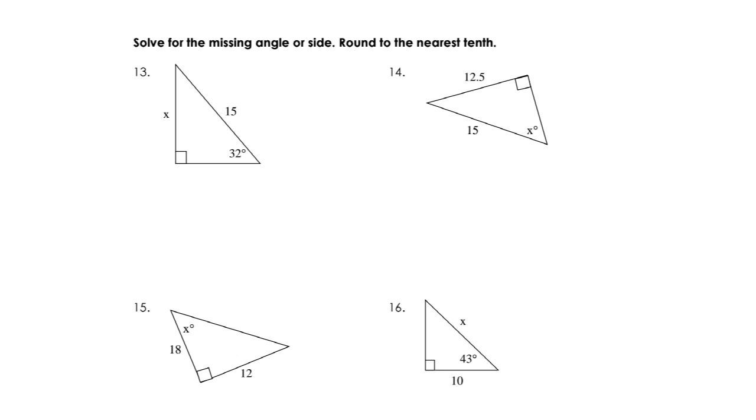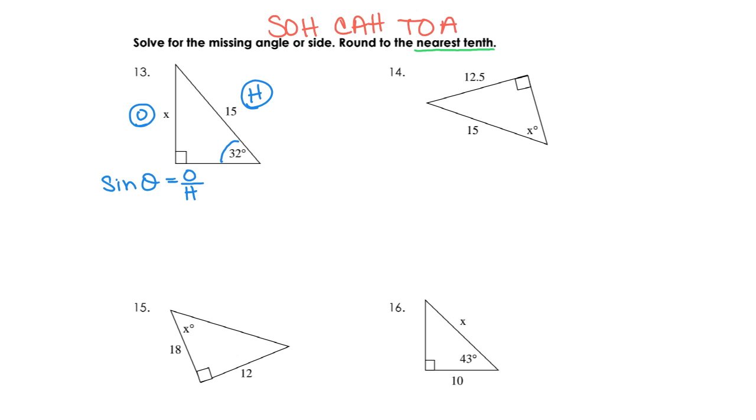Okay, so in number 13, we can realize that we are reading from the 32-degree angle, that x is our opposite, that 15 is our hypotenuse, and we have SOHCAHTOA. All right, and our directions up here say we are going to round our answer to the nearest tenth for whatever we are solving for, whether it's a side or an angle. All right, and so in this first one, we're going to be using our sine trig function, since sine theta is equal to our opposite over our hypotenuse. Okay? Remember, we replace our three pieces. So we're going to say sine of 32 degrees is equal to our opposite side over our hypotenuse side.